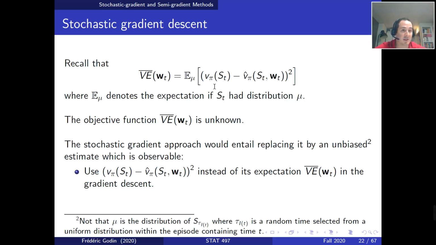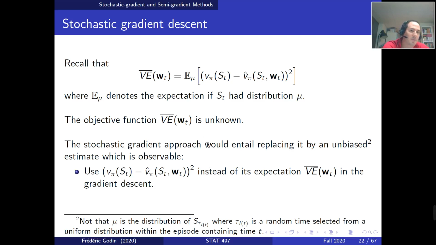So what can we do? We can do something similar to what we've done in previous chapters. When we apply a stochastic gradient descent method, it entails replacing the gradient by an unbiased estimator of the gradient. Well, hopefully unbiased. If we cannot have an unbiased one, at least some estimate of the gradient itself. The estimate of the gradient is a noisy version of the gradient. So instead of using the expectation in our update rule, if we want an unbiased estimate of the expectation, we can simply take what's inside the expectation, which is the squared difference between the value of a state and its approximated value.